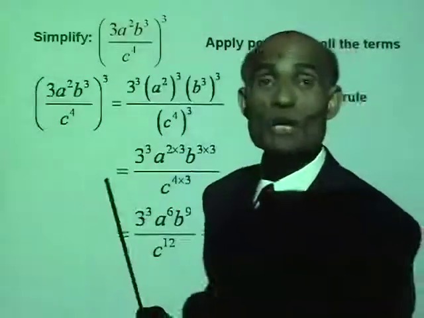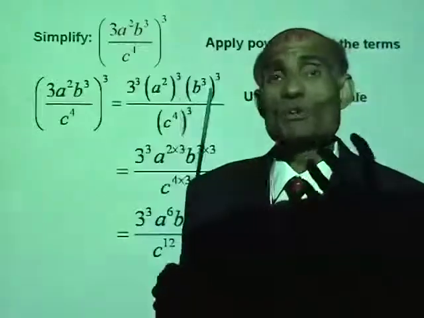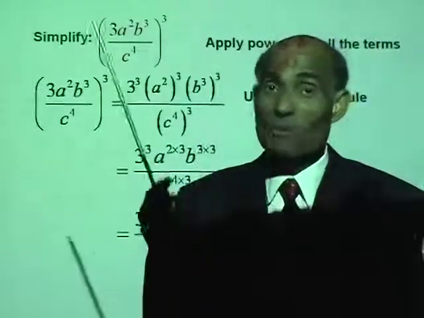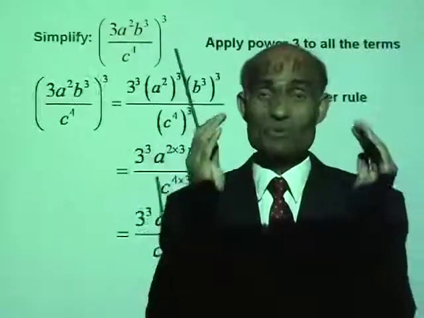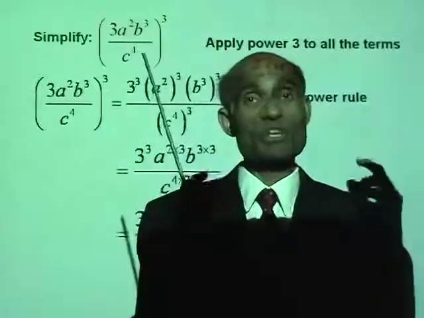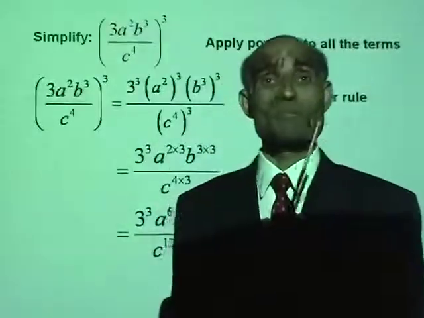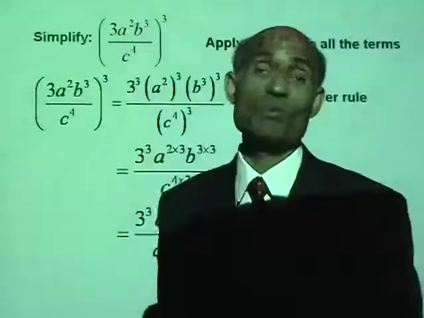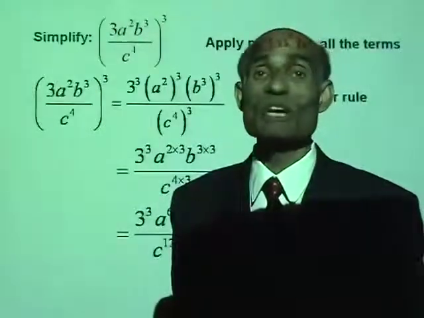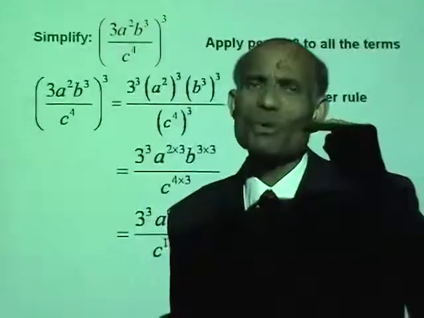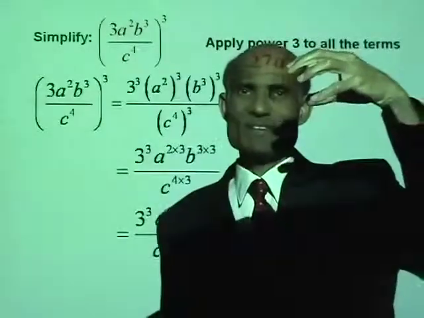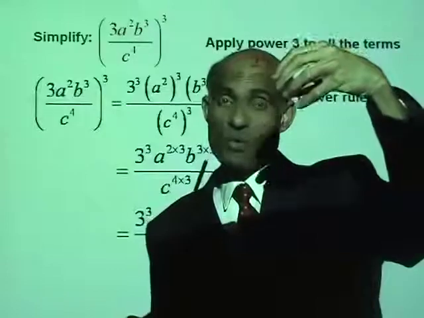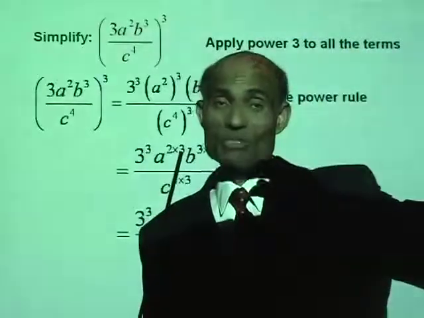Okay, I hope you got a good grounding on the product rule and the power rule and how to simplify these expressions using those two rules. In the next lesson, we will see another rule for simplifying exponents. It's called the quotient rule. What's a quotient? Quotient is a quantity divided by a quantity.